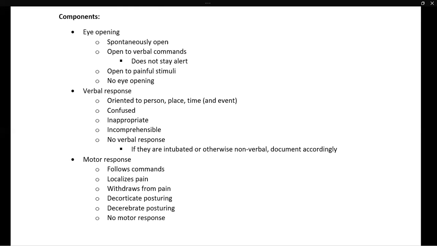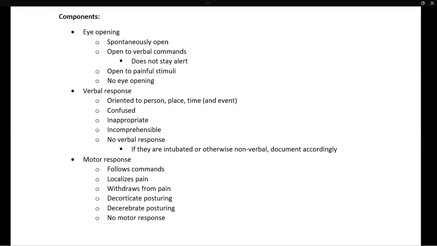There are several options here for what stimuli to provide in any event. If the patient then opens their eyes to painful stimuli, we give them a 2. If that then keeps them awake and they're able to hold that level of alertness, they go back up to the 4. However, in most cases, if they are only responsive to painful stimuli, that will not be long-lived and that will keep them at a 2.